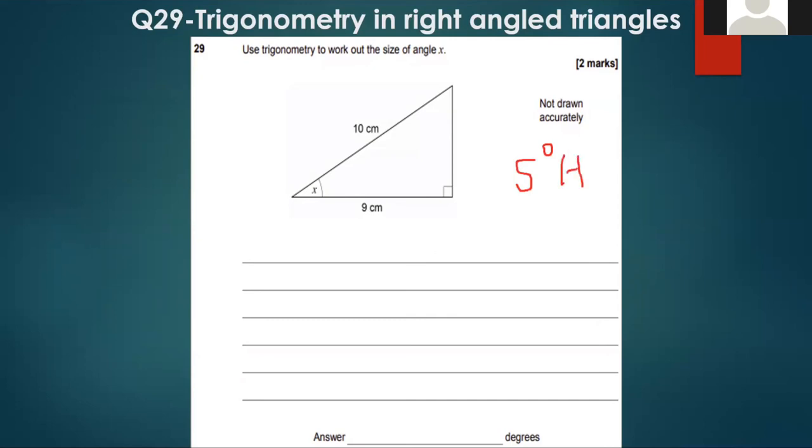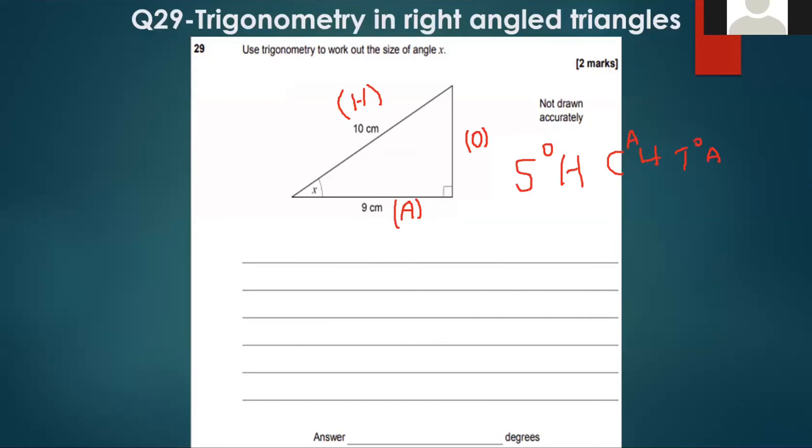This is one way of remembering this question, guys. What I'm going to do is label my sides first. I've got an adjacent there, so that is my adjacent. That's my opposite, which is opposite the angle, and the longest side is called the hypotenuse. So I am given information about A and H.